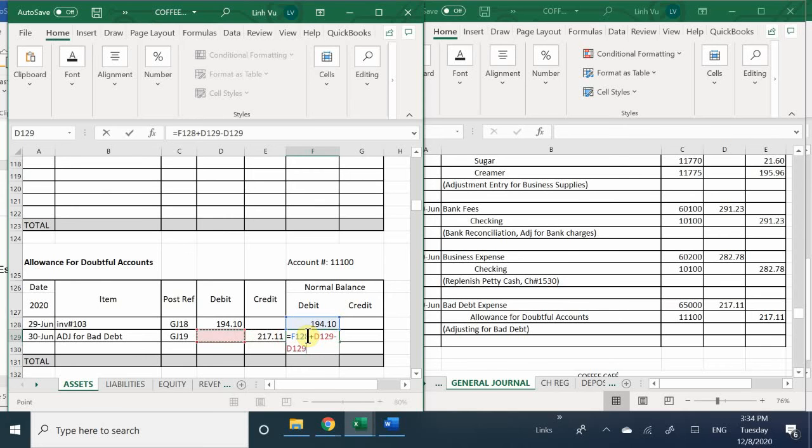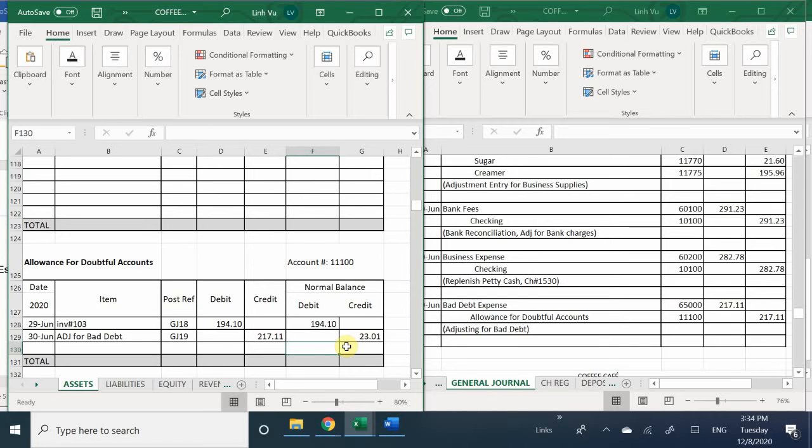2301. I don't know why it's negative. It should be positive. Yes. Negative 2301, got it. Because it's a negative, that means on the credit side, it's going to be 2301. All right, so we can get rid of that. So 2301.